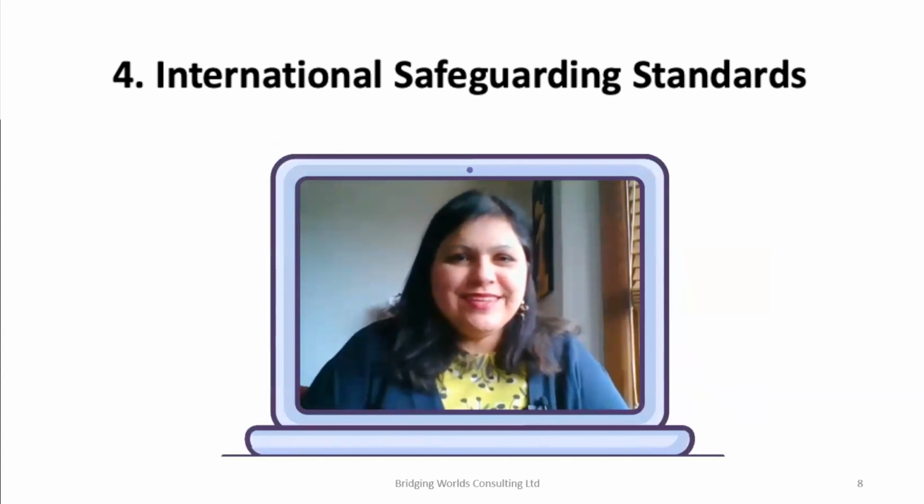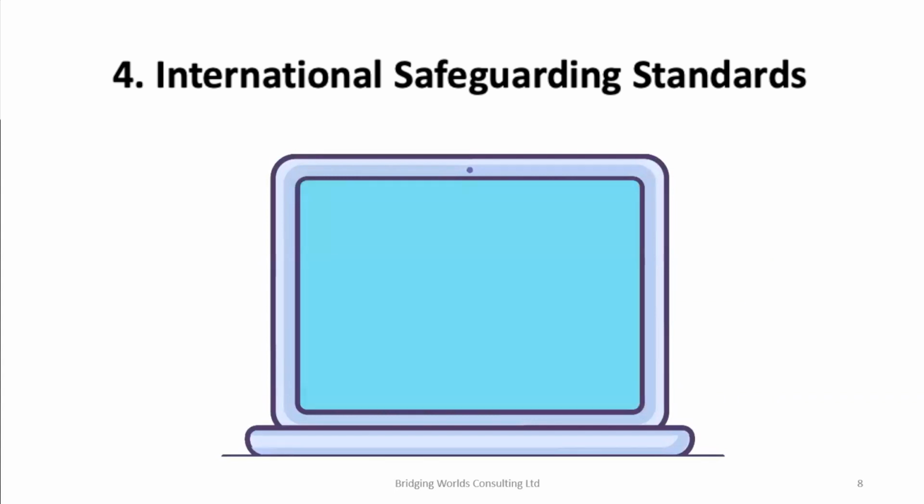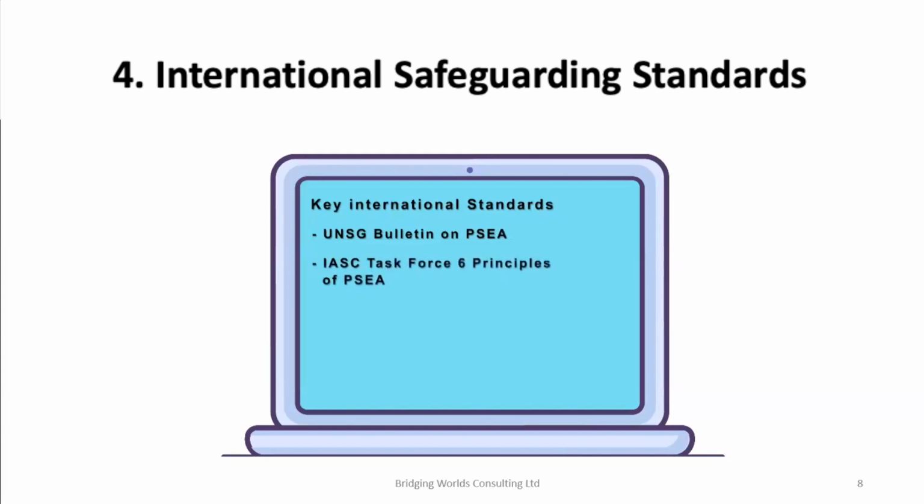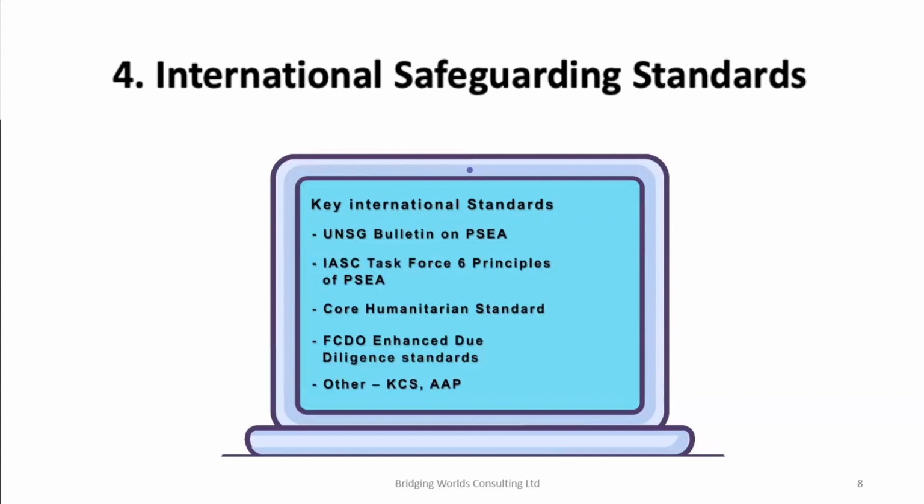Thanks for the question, Shireen. There are some key international standards that we should all know about. The ones most commonly used in the development and humanitarian sector are the United Nations Secretary-General's Bulletin on Protecting from Sexual Exploitation and Abuse, the Interagency Standing Committee Task Force, 6 Principles on Protecting from Sexual Abuse, Core Humanitarian Standard, the Foreign and Commonwealth Development Office Enhanced Due Diligence Standards, and there are other standards as well, such as the Keeping Children Safe and Accountability to Affected Populations.